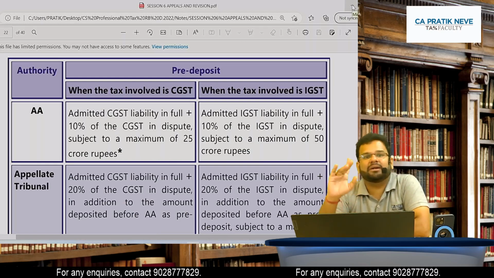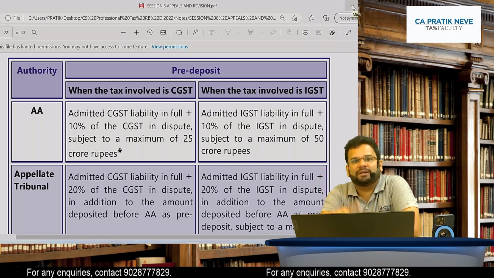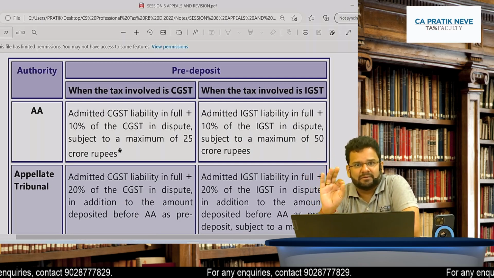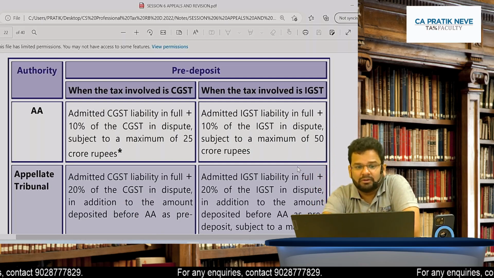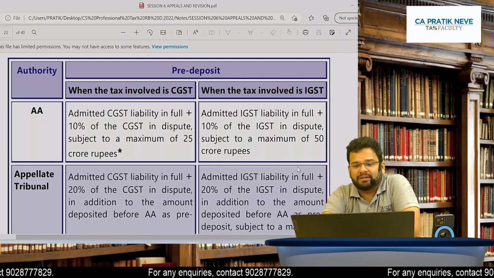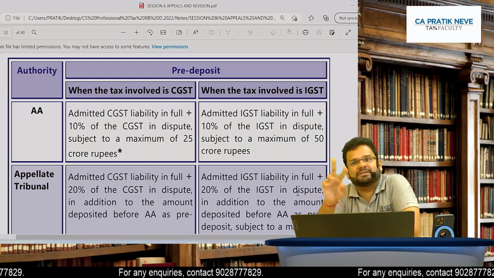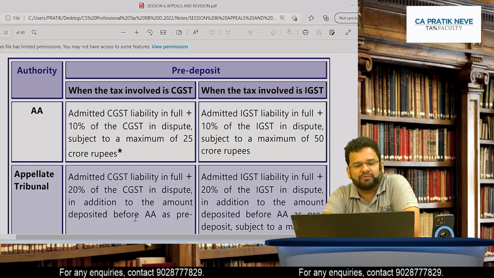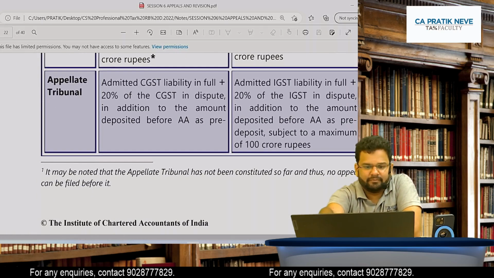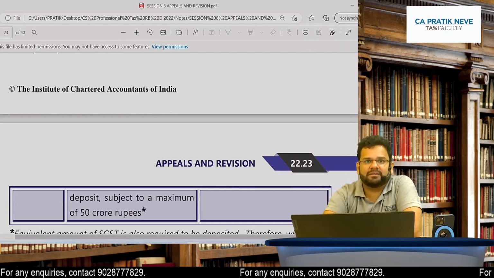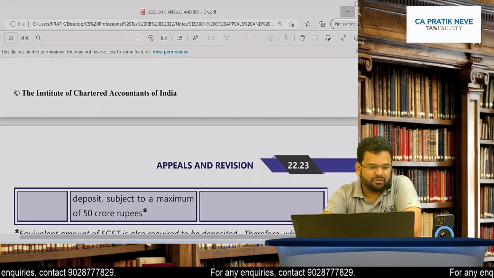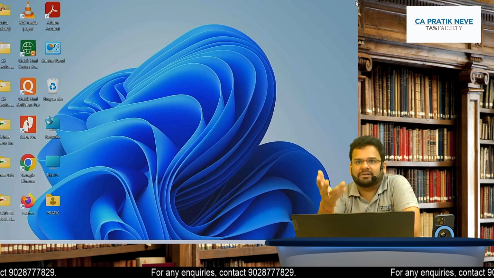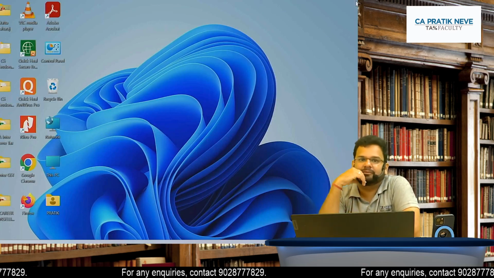So what you can do is, you can just keep one limit in mind. In case of appeal to AA, limit is 50 CR, and in case of appeal to appellate tribunal, limit is 100 crores. Now when it is CGST plus SGST, it will become 25-25, and it will become 50-50. कुछ समझ में आया? Did you understand? चलो, good, nice. मतलब while asking you question, something new came out. Good.